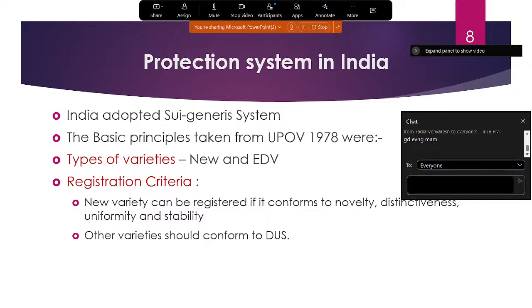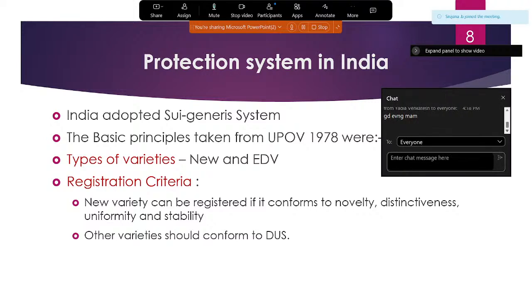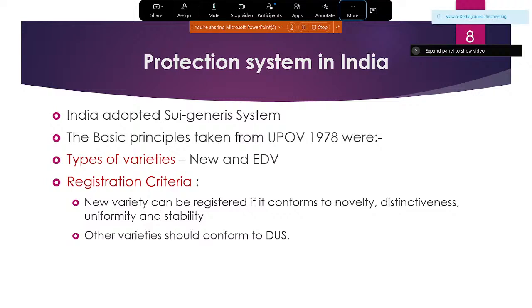There are 3 criteria for getting a patent. Just like that, there are a few criteria to get plant variety protection also in India. So those are novelty, distinctiveness, uniformity, and stability. So these are 4 criteria. The way patent has 3 criteria, here we have 4. N, D, U, S. So N for novelty, D for distinctiveness, U for uniformity, and S for stability. Other varieties should conform to DUS. So if the variety is not a new variety, then it should satisfy the criteria of DUS, because I told NDUS. So if it is not new, novelty is not there, DUS you have to satisfy.